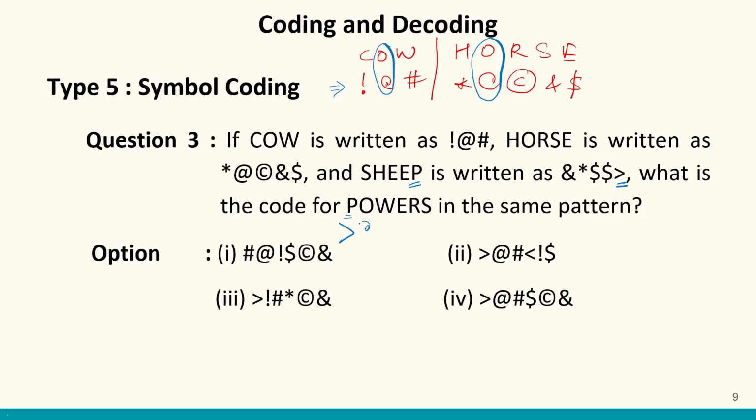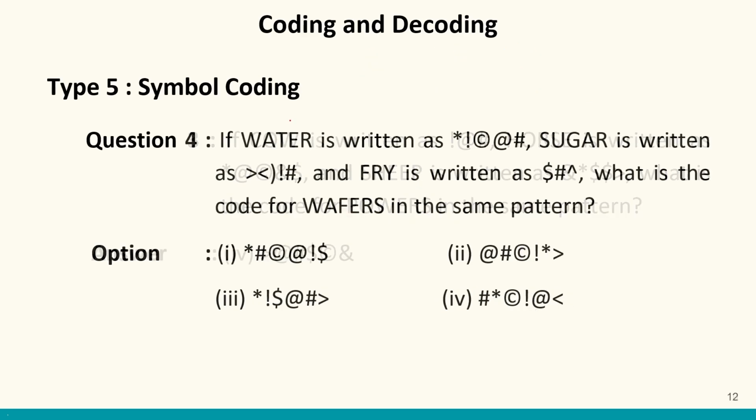For O, for W, for E, this was the code for W, for E, for R, and for S, the code is this. So our answer will be this one. This has all the similar codes in the same sequence. Hence, option number 4 is the correct answer.